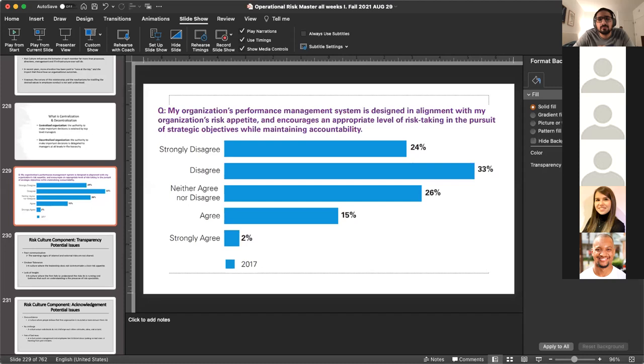It's hard to answer. I looked for the source of this. I couldn't find it. It was 2017. I'll see if I can find it for next week. But this is a poll they took: My organization's performance management system is designed in alignment with my organization's risk appetite and encourages an appropriate level of risk-taking in the pursuit of strategic objectives while maintaining accountability.